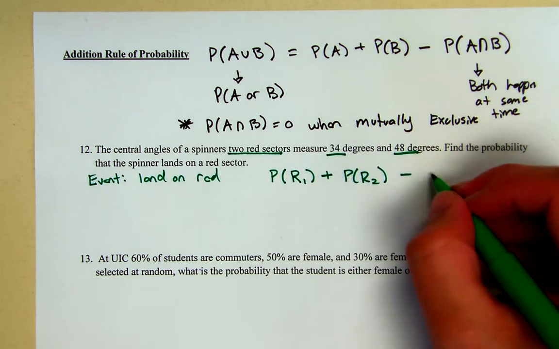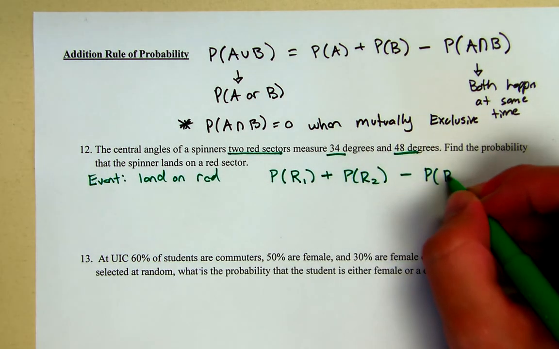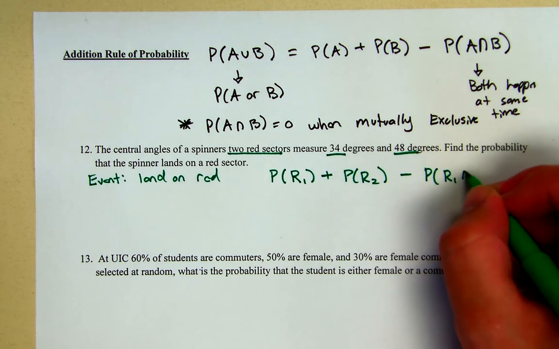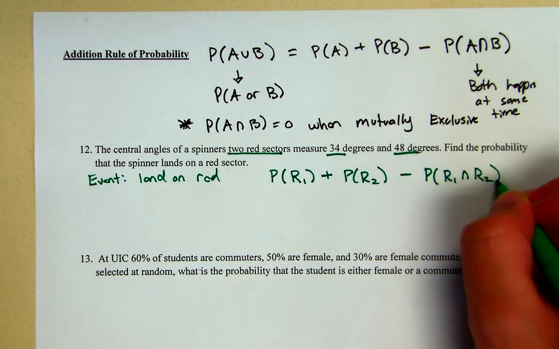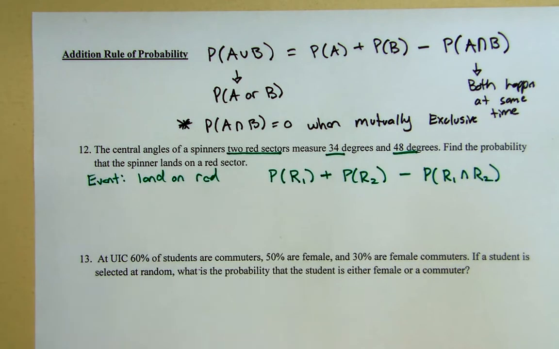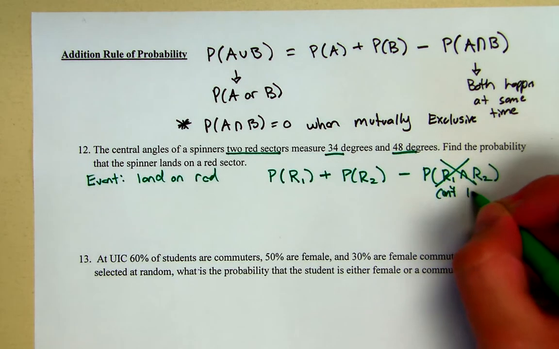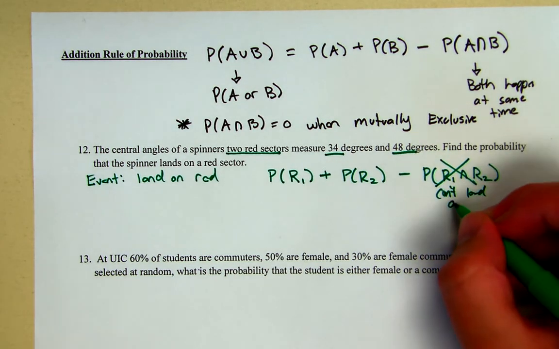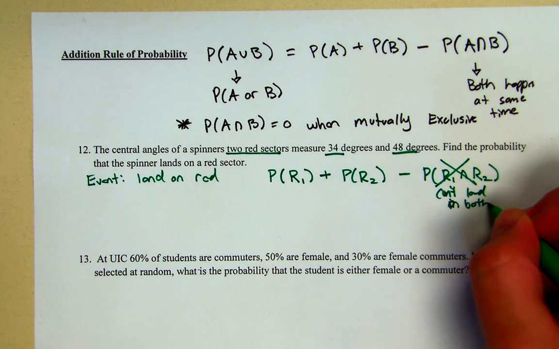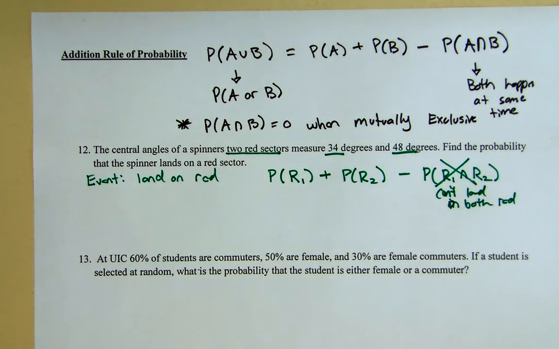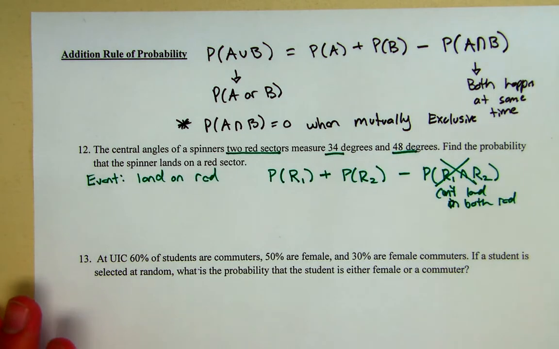I need to subtract out the probability of the intersection of red 1 and red 2. Well, this actually can't happen. We can't land in both reds. So again, this is mutually exclusive because the 2 reds don't end up on each other.